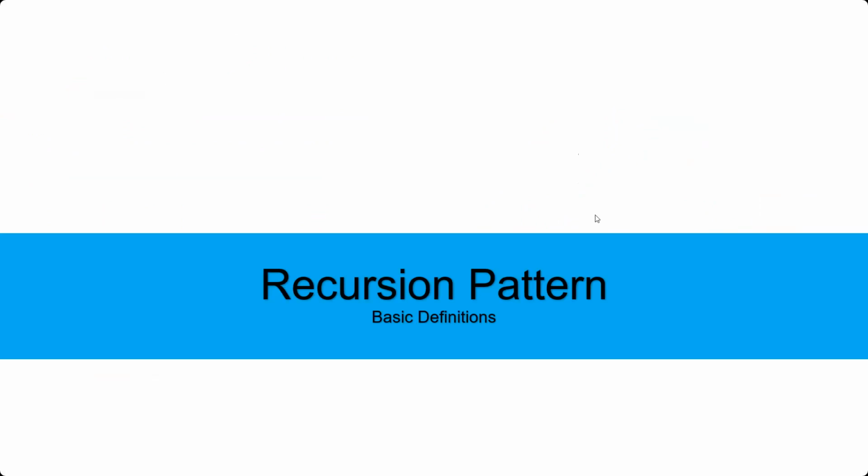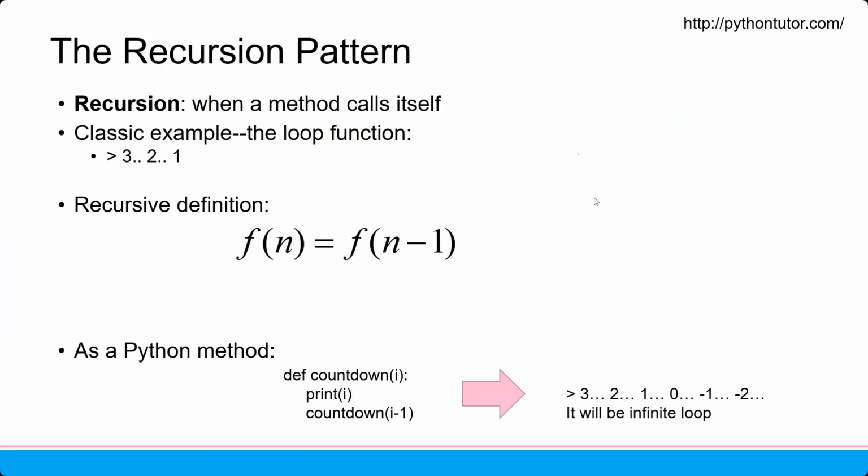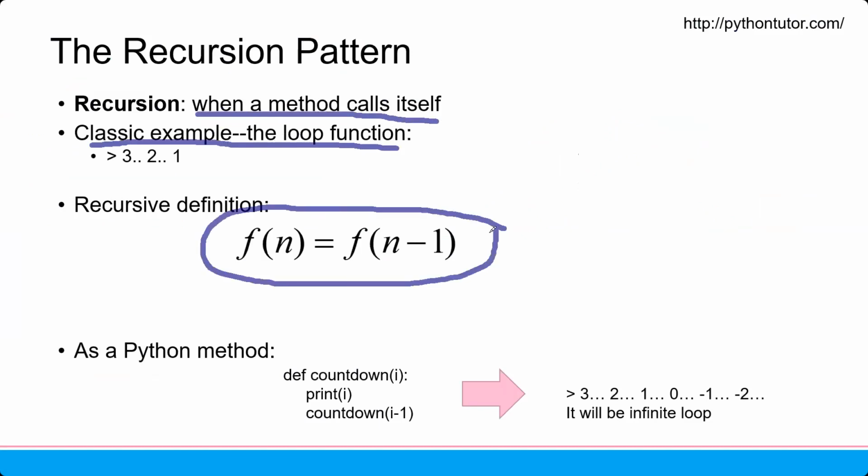Now let's look at recursion first. What does it mean by recursion? Recursion means when a method calls itself. The classical example is the loop function. For example, like this one: fn, I would like to get it from fn minus 1.